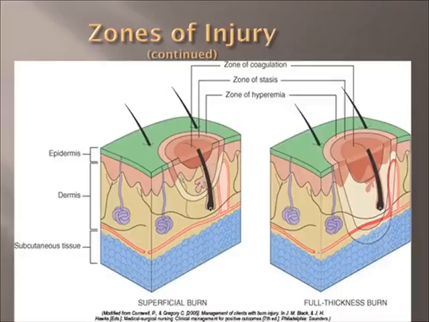This diagram gives you a little more visual for the zones of injury. The left-hand section of skin is a superficial burn, and you can see how far down it goes into the dermis. But then the one on the right is a full thickness burn, and you can see that the injury goes all the way down past the dermis into the musculature. And you can see the segmented sections of zones: coagulation, stasis, and hyperemia.